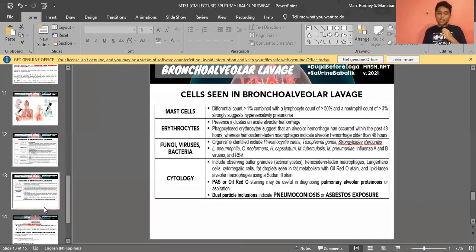For cytology, of course, this may include observing sulfur granules in cases of actinomycetes infection. During alveolar hemorrhage, you detect hemosiderin-laden macrophages. You also see fat droplets stained with oil red O. And of course, staining with PAS or oil red O is useful in diagnosing pulmonary alveolar proteinosis or aspiration. And of course, for cytology, we can see the foreign bodies that have been inhaled in cases of pneumoconiosis or asbestos exposure. So in cases na maka-inhale mo ug toxic chemicals, all right? Such as katong, again, the longest word in the English dictionary, okay?